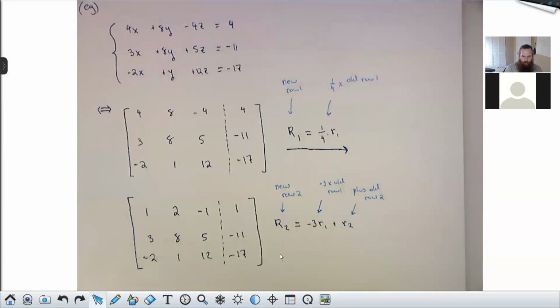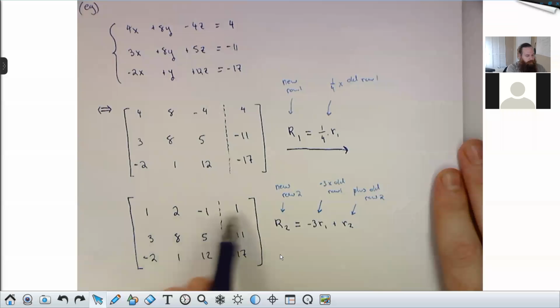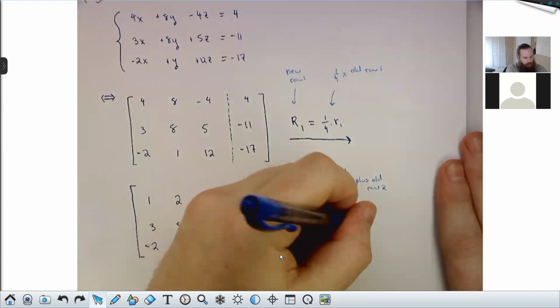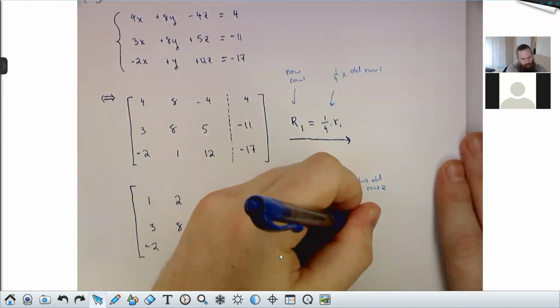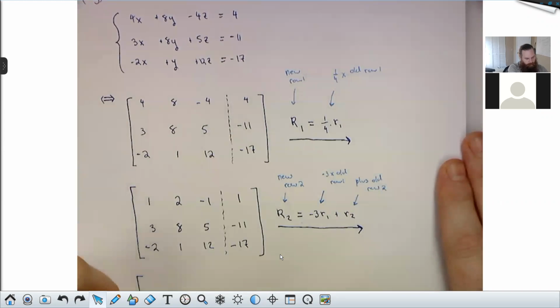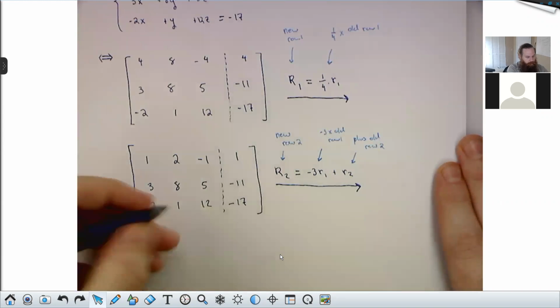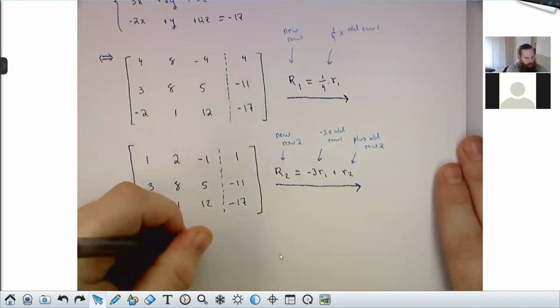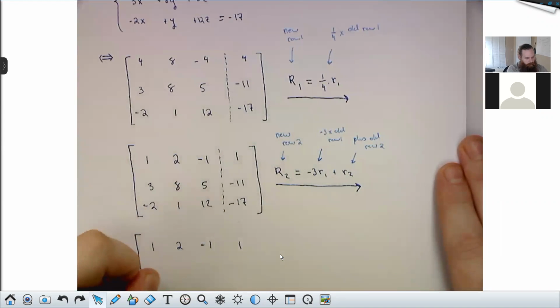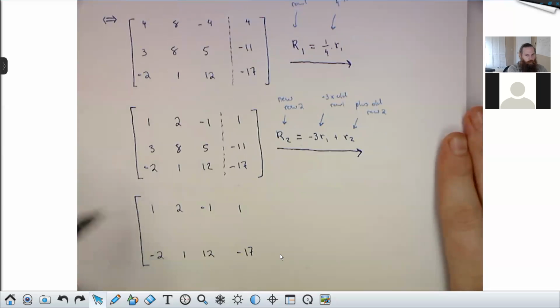So my new row 2 is going to be -3 times old row 1 plus old row 2. In other words, I'm going to subtract 3 of these from these. And when I do that, I will get a new matrix. I'm changing row 2, so rows 1 and row 3 stay the same. I copy them down first. So I've copied down rows 1 and 3.